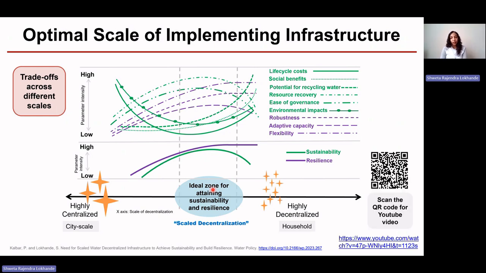You can scan the QR code for a YouTube video on a detailed explanation and an illustrative video of the complexities of the sewerage infrastructure and the need for an optimal scale of implementing infrastructure. Alternately, you can also find the link to the video in the description below.